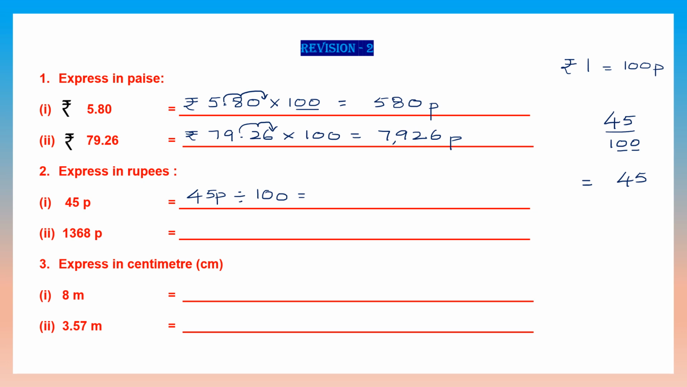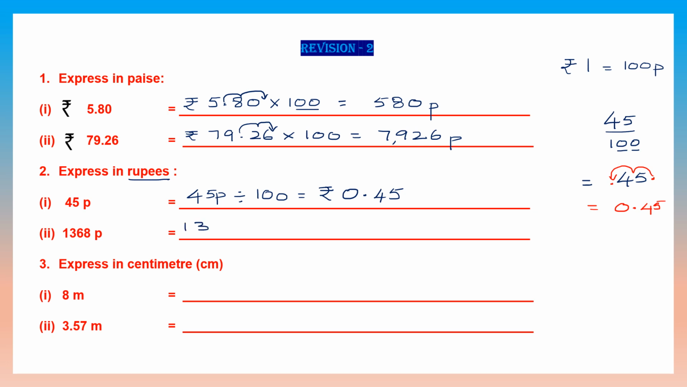So if it has to move 2 places to the left because it's division, it will move like this and come here. So this will be 0.45. And this time it's going to be rupees. So let's write that down, 0.45, and we have converted into rupees. So let's write the rupees symbol. So when you convert from paise to rupees, divide by 100.